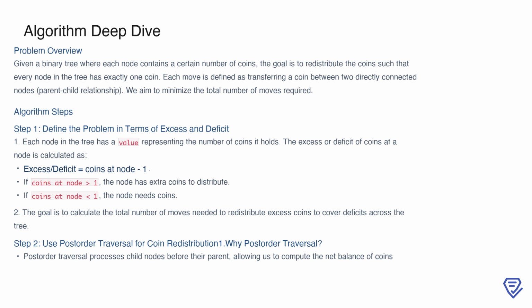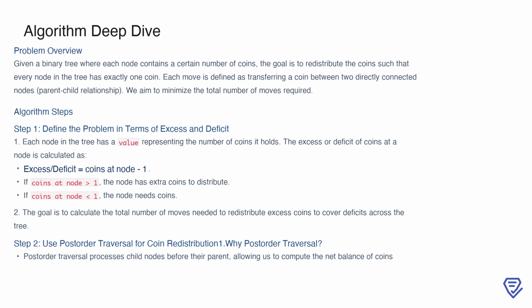To solve the problem of redistributing coins in a binary tree, we first need to understand the concept of excess and deficit. Each node in the tree starts with a certain number of coins, and the ideal state is for every node to have exactly one coin. If a node has more than one coin, it has an excess, and if it has fewer than one, it has a deficit. The excess or deficit at any node can be calculated as the number of coins at that node minus 1. The challenge lies in redistributing these coins between connected nodes, using the fewest possible moves.